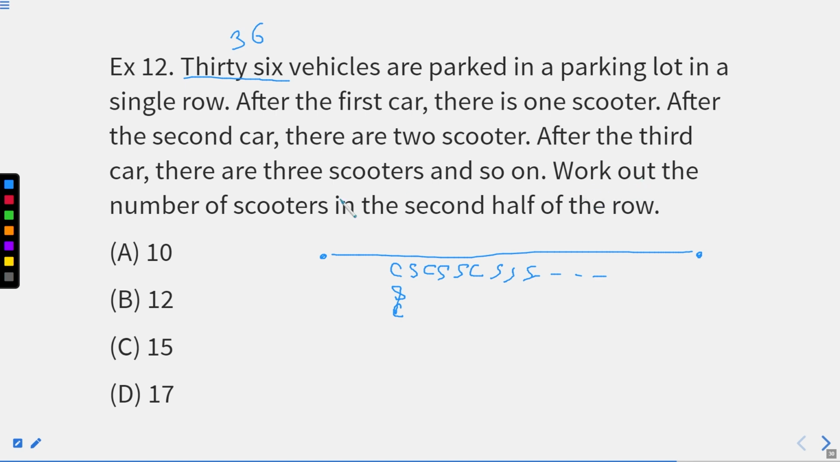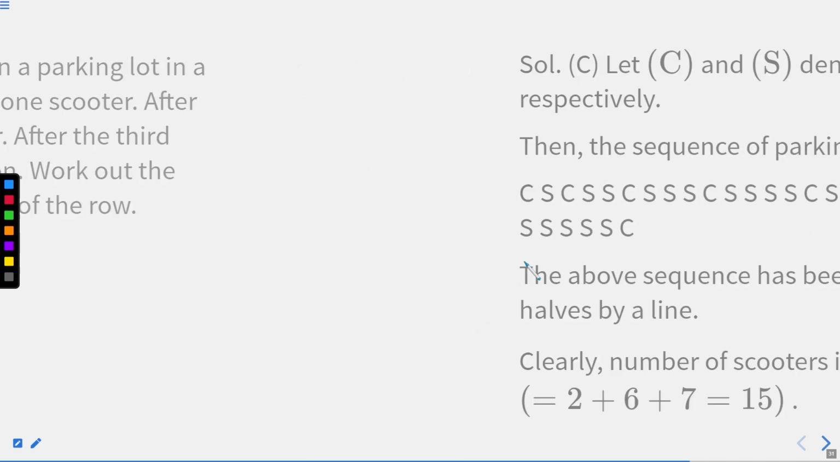Now we need to work out the number of scooters. What we need is the number of scooters in the second half. So a total of 36 vehicles is given. In the second half, how many vehicles will there be? If we divide it by 2, we get 18. So out of the last 18 vehicles from the right, those which are parked, how many of them are scooters? This is what we need to figure out in this question. I hope this question is clear. Now we'll directly jump to the solution part.